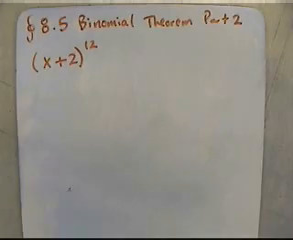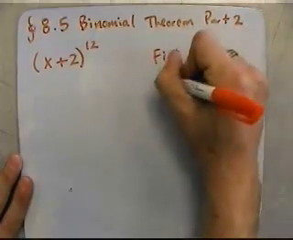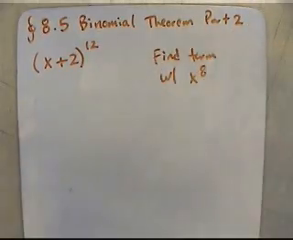What I want to do is try to figure out if I can use the binomial theorem, figure out that pattern, but only find one term. So let's say I want to find the term with an x to the 8th power.